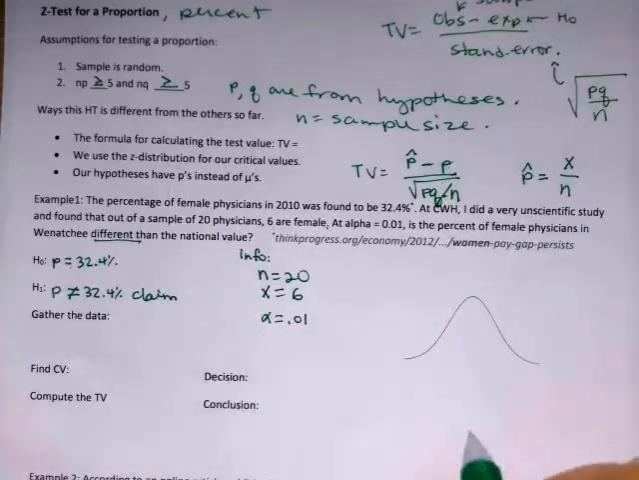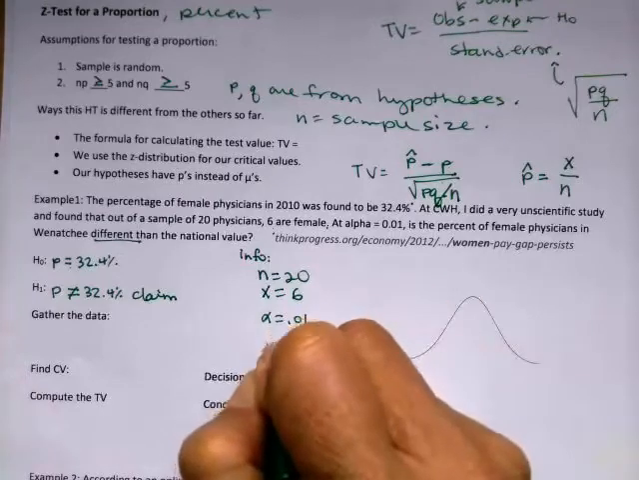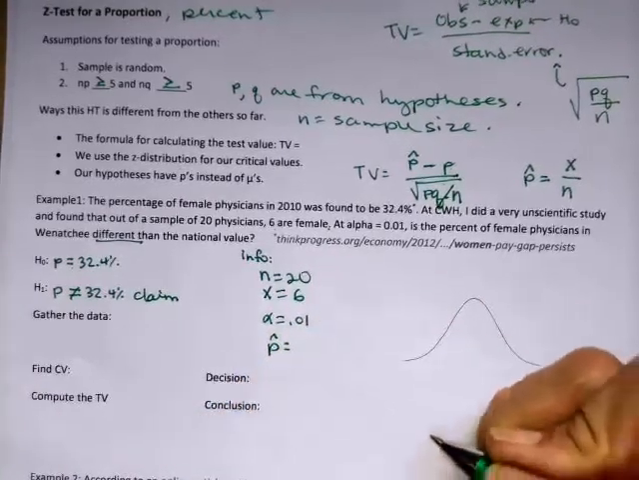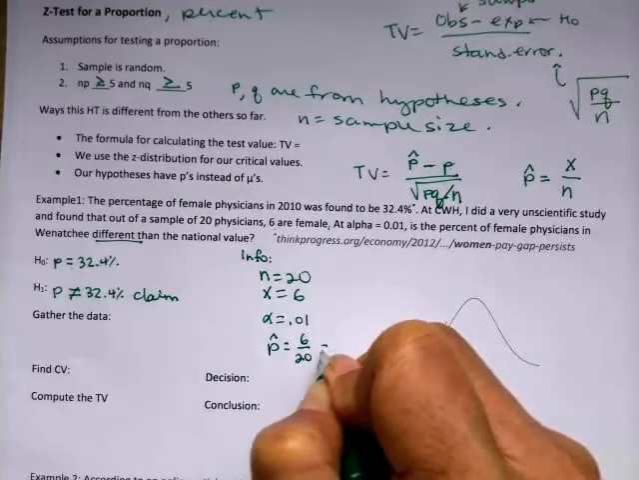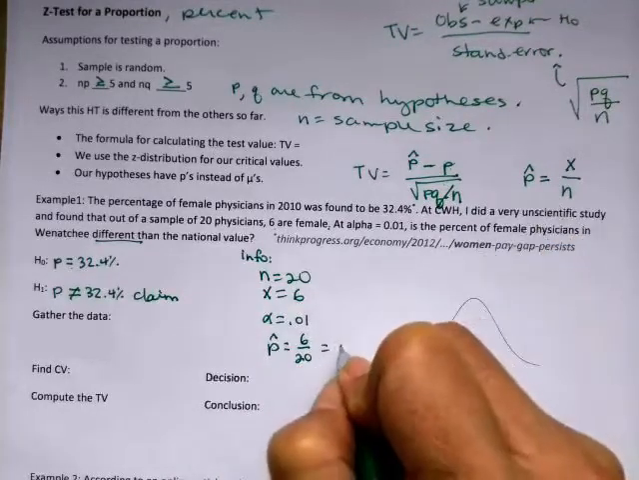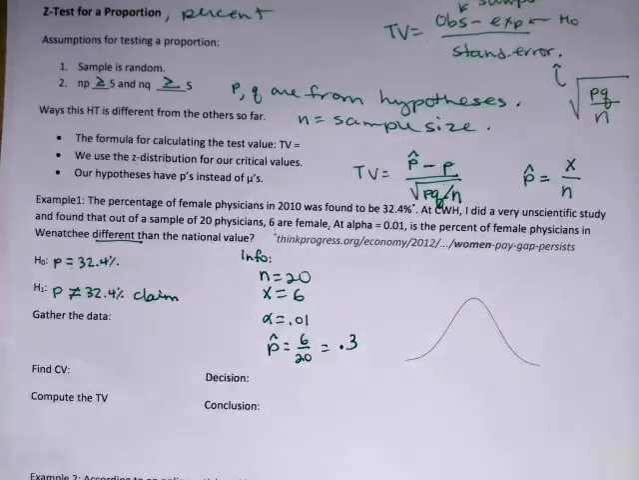Okay, is the percentage different? All right, so there's our data. So what is p hat? Right? So p hat is 6 over 20. And if you want to do that on your calculator, you'll see that that's 0.3 if you write it as a decimal, or 30%.